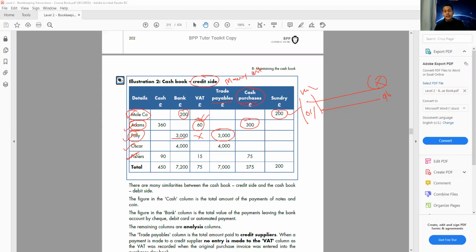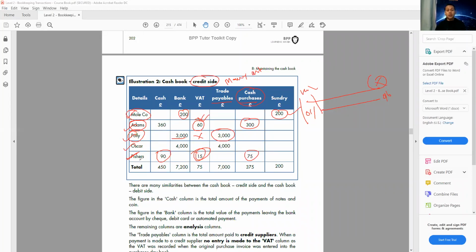Then Fisher, £90 I paid cash, and I can see it's a cash purchase. So if it's a cash purchase, I have to split the VAT. I can see VAT is 15 and 75 for the actual purchase, and the VAT I'm going to claim back, so I'm going to separate the VAT. And actually I paid 90. So that's how we can complete the cash book credit side.